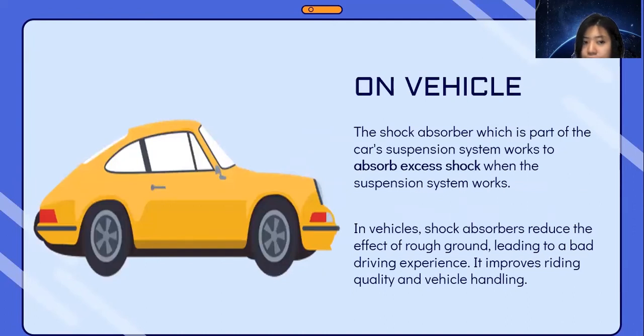So how does it work on a vehicle? The shock absorber is part of the car suspension system, so it works to absorb excess shock when the suspension system works. The function of shock absorbers is to reduce the effect of rough ground and improve riding quality and vehicle handling.